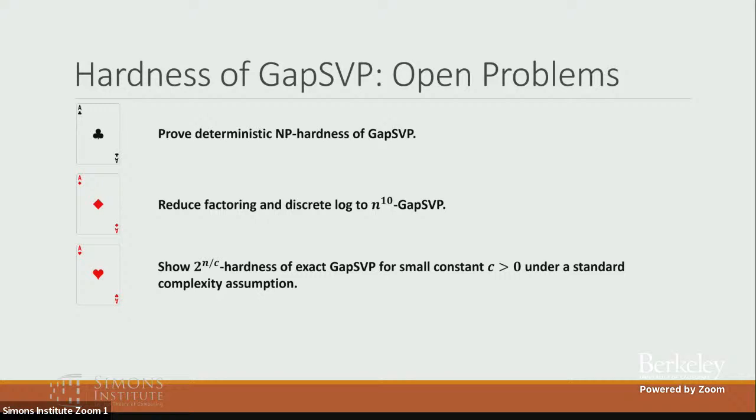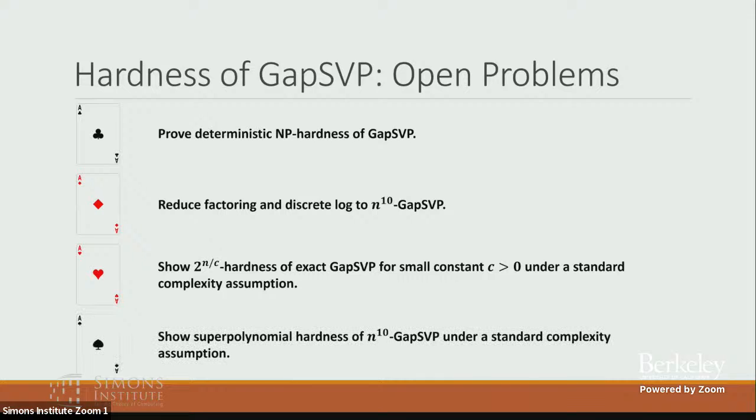The third is to show some fine grained hardness of SVP, but strong fine grained hardness. So say 2 to the n over 5 hardness of exact SVP under a standard complexity assumption, maybe something like SETH. And the last, which seems very challenging, is basically just to prove hardness of LWE under a standard complexity assumption. As I said before, we don't expect to be able to show NP hardness of this problem, but there's this beautiful area of fine grained complexity and other areas where we have a whole bunch of other interesting assumptions, which might be appropriate for showing some hardness.